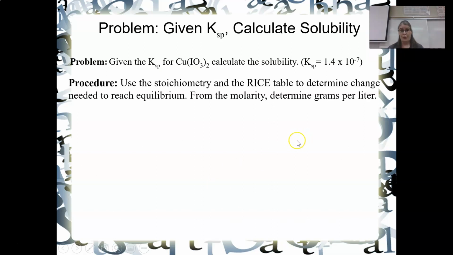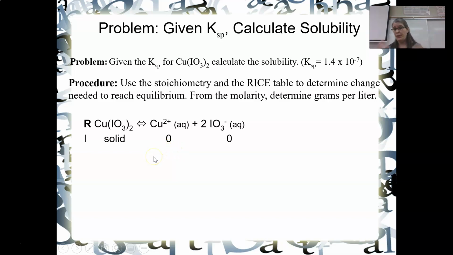So let's try a rice table here. We need the reaction. The reaction is going to take solid copper iodate, and it will form one copper ion and two separate floating dissociated solvated iodate ions. And so if we look at the initial, well, initially we just have water, so we would not have any of the copper ions or any of the iodate ions. And in fact, we don't really care that much about the initial concentration of copper iodate because it's a solid, so it's not going to show up in K anyway.